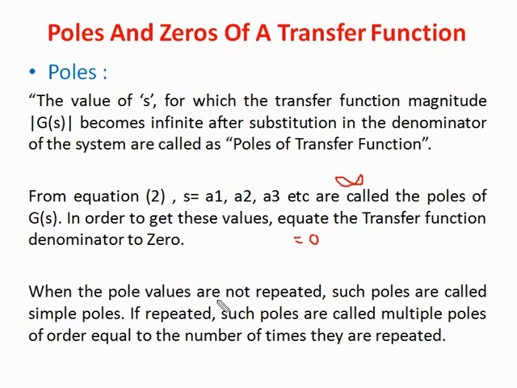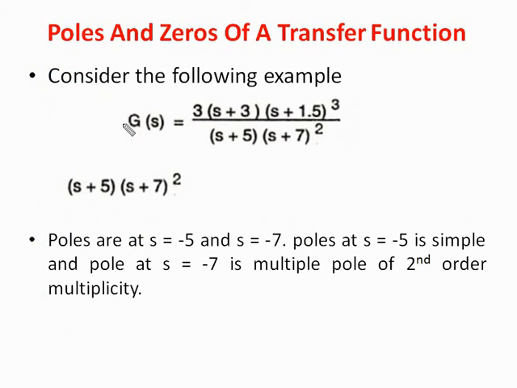When the poles are not repeated, such a pole is called a simple pole. If they are repeated, such poles are called multiple poles of the order equal to the number of times they are repeated. So consider one example. The transfer function G(s) is defined as 3(s+3)(s+1.5)^3 divided by (s+5)(s+7)^2. So this is the numerator and this is the denominator.